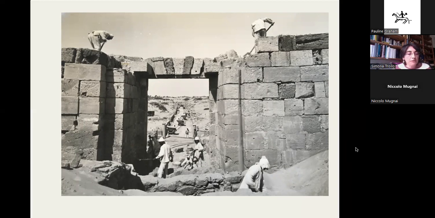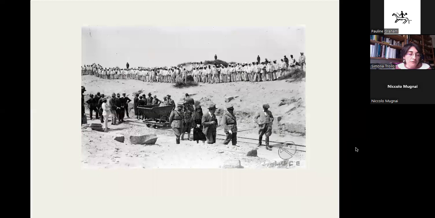Sometimes they were placed in the background of scenes that had others as the real protagonists, as in this photo, which immortalizes the governor of Tripolitania, Giuseppe Volpi, while accompanying his guest to visit the site of Leptis. In the background, you can see the prisoner's place at the edge of the scene. The visual dimension highlighted once again the centrality of the colonizers, their ability to resurrect the past, the modernity of their means, the rationalities of their actions.